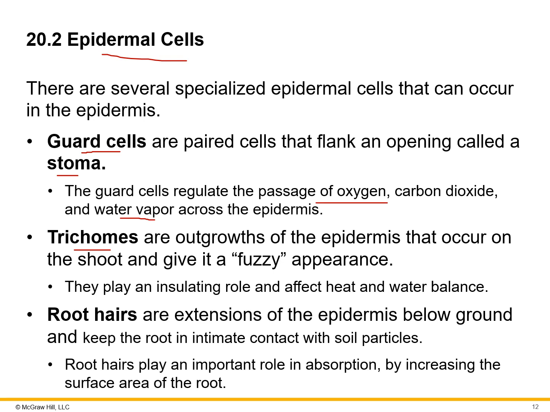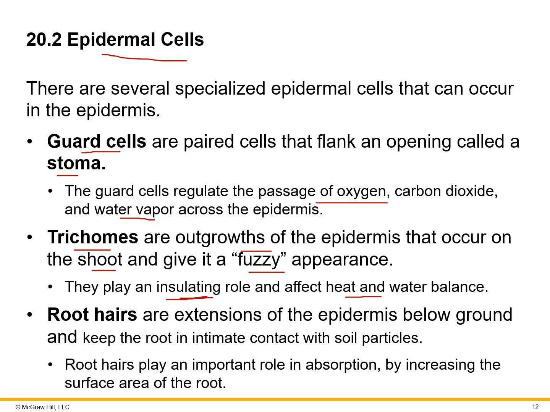The trichomes, these are outgrowths from the epidermis. They kind of occur on the shoot, again, above ground, kind of have like a fuzzy appearance to them. And their main job is for insulation, and then that can affect the heat and the water balance.